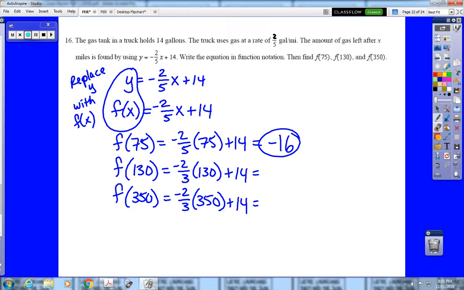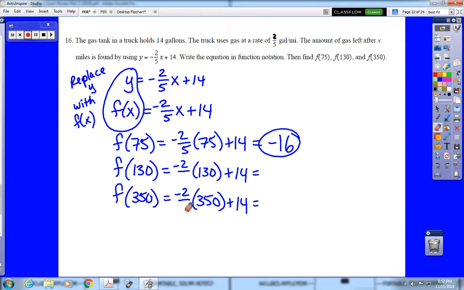Negative 2/5. You should say fifths. I'm not sure why I wrote thirds. Negative 2/5 times 130 plus 14 would be negative 38 miles, or gallons. Yeah, gallons. So they would definitely have needed to have gotten gas by then. And negative 2/5 times 350 plus 14 would be negative 126.